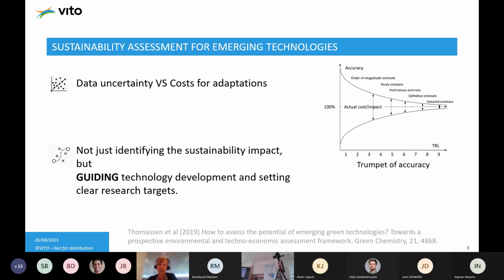So going further on these sustainability assessments for emerging technologies, often you hear, okay, there's a lot of uncertainty, which is the case. We still have to prove a lot of things, but this uncertainty does not need to be a problem. It's more that you need to know that this uncertainty exists. And here the trumpet of accuracy gives a nice visualization of the accuracy that you typically encounter depending on the TRL levels. And you see, even if you go really to high TRL levels, there is still some uncertainty.